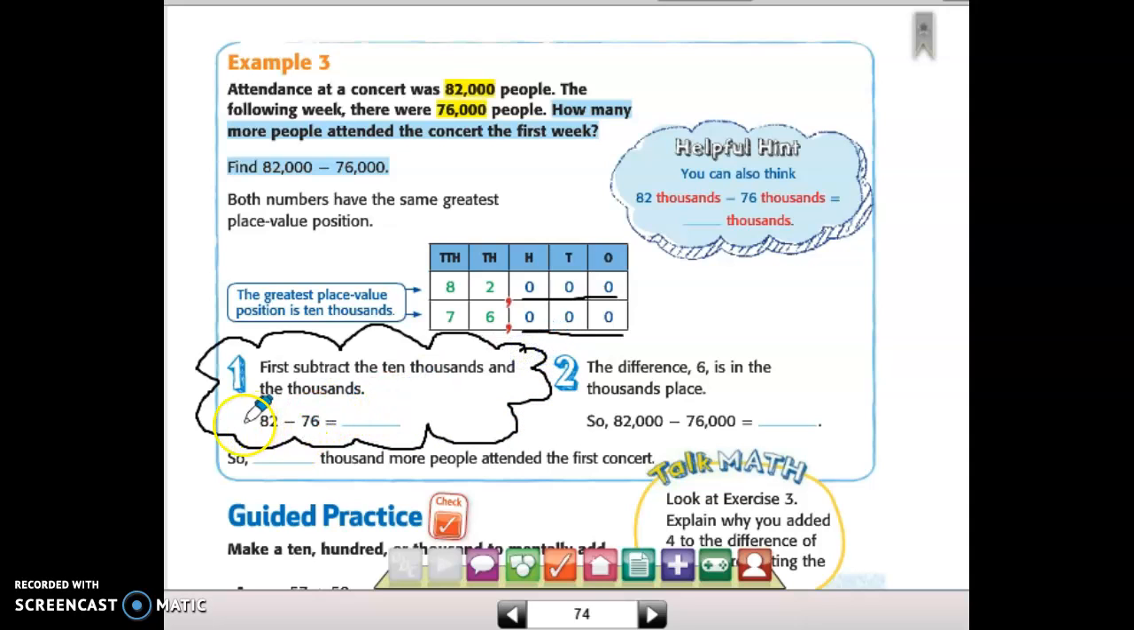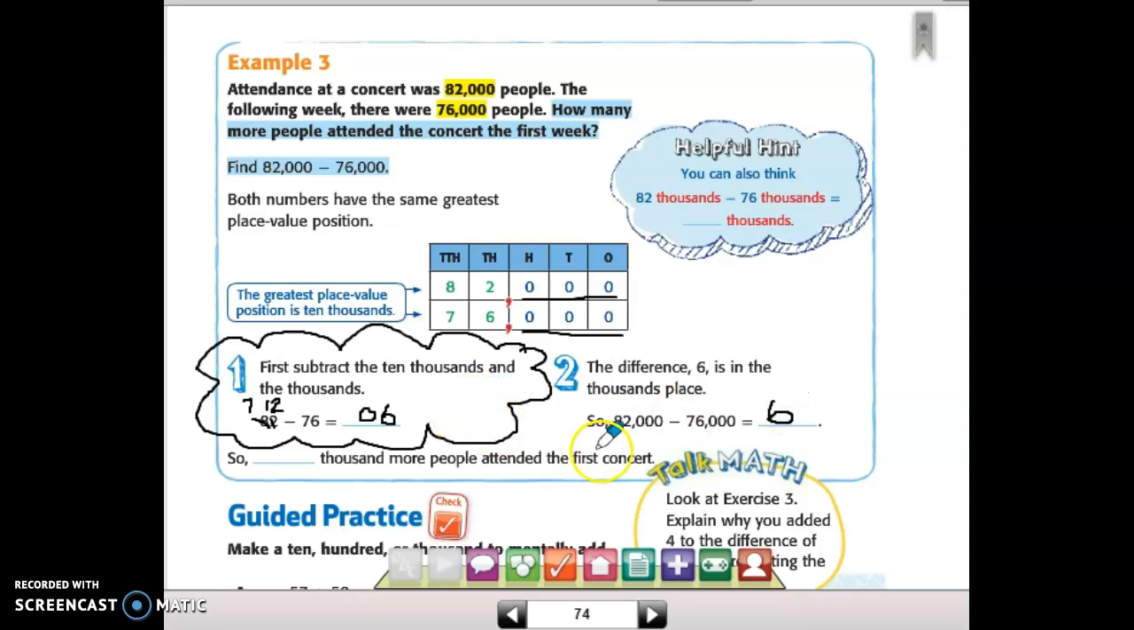And yes, you still have to regroup. So 8 goes to 7, and 2 goes to 12. And if you want to stack these, that's fine too. Now you've got 12 minus 6, 6, and then you've got 7 minus 7, which is 0. So 82,000 minus 76,000 is going to be the 6.